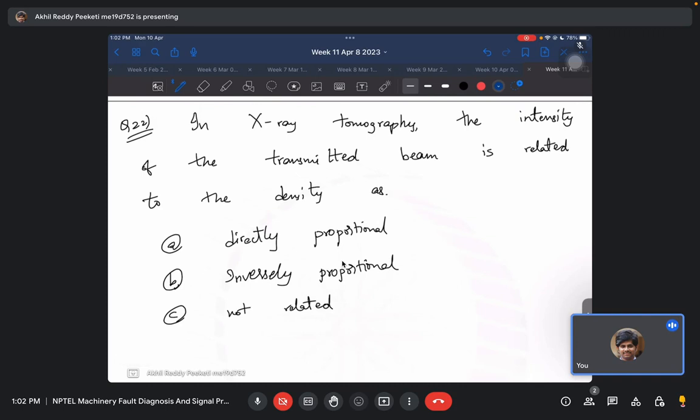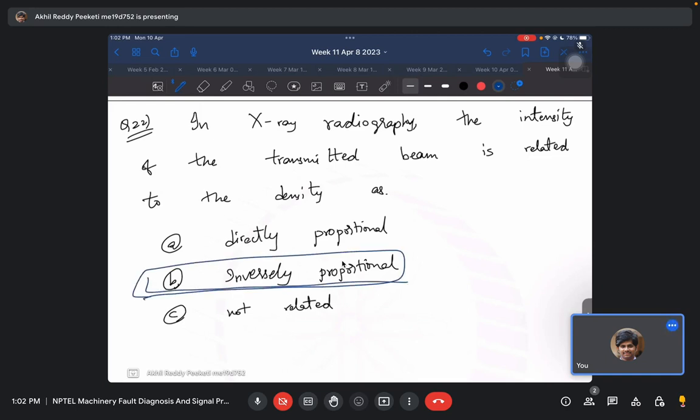In X-ray tomography or radiography, sorry, X-ray radiography, the intensity of the transmitted beam is related to the density as directly proportional, inversely proportional, not related. So it is actually inversely proportional to the density.